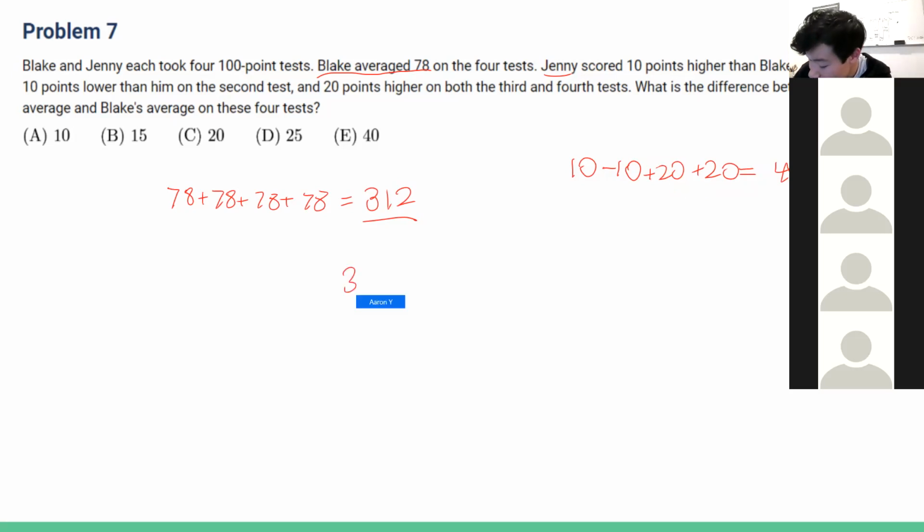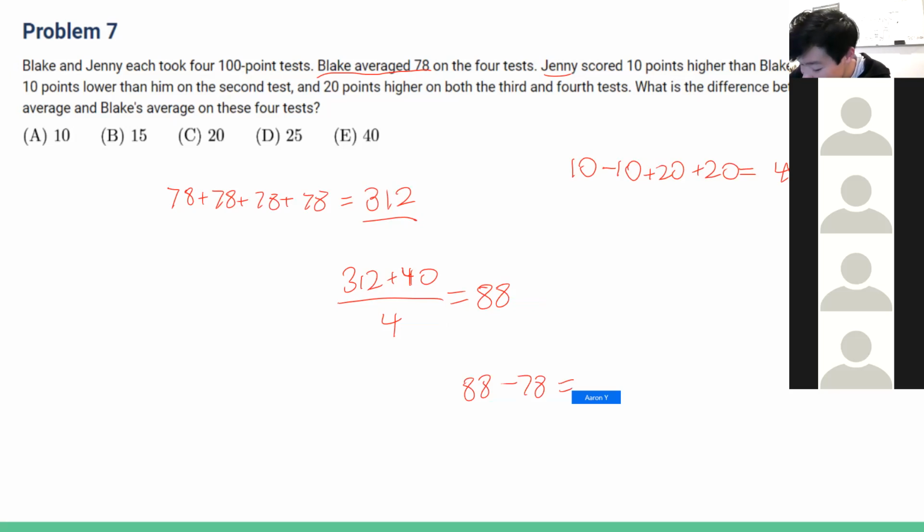So we can add that to 312. Right? And then we're trying to find the average of Jenny's tests. So we're just going to divide by 4 tests because she also took 4 tests. And the average is everything combined divided by the amount of tests. So if we solve this, we get that she scores an average of 88. Now, all we have to do is subtract this by 78 because that is the difference between them. And then we get 10. So the answer is A, 10.